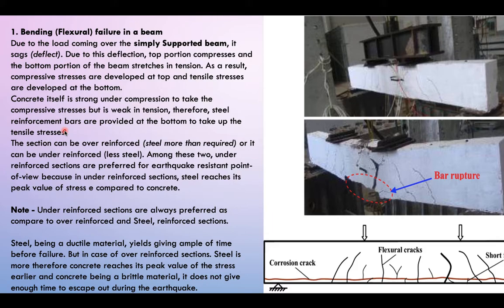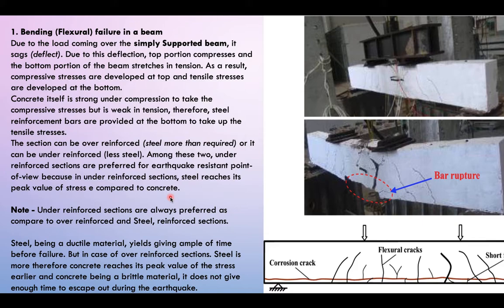Concrete is strong in compression and weak in tension, so the tensile reinforcement is provided at the bottom. The section can be over reinforced, which is nothing but steel more than required, or it can be under reinforced, which is nothing but less steel is provided in that section. Among these two, under reinforced sections are preferred from an earthquake resistant point of view, because in an under reinforced section steel reaches its peak value of stress compared to concrete.